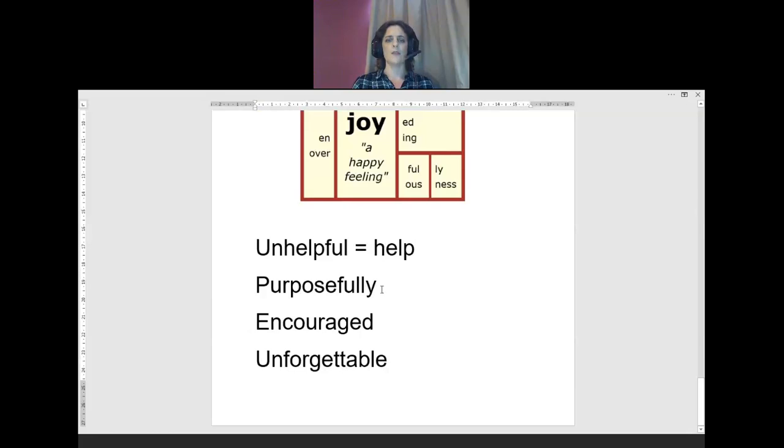Let's see if we can find the base word in this one. Purposefully.